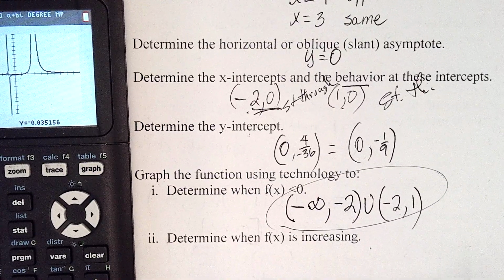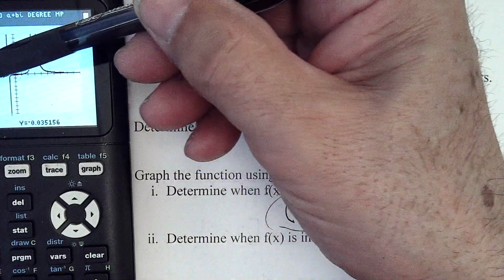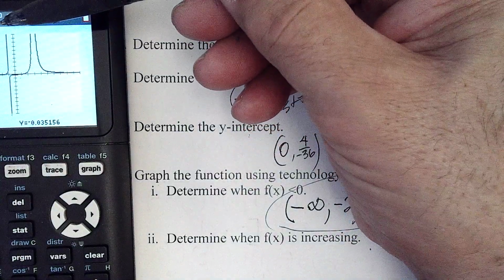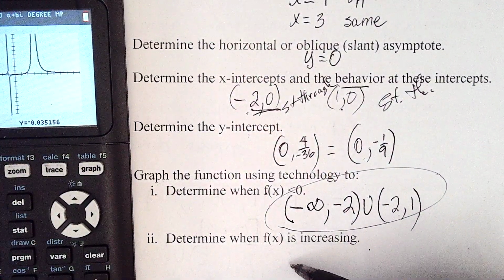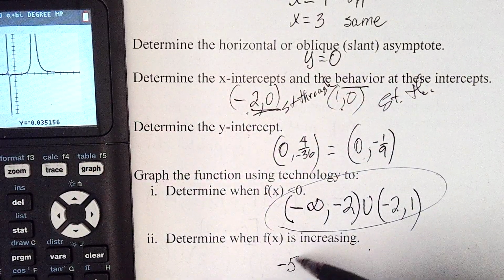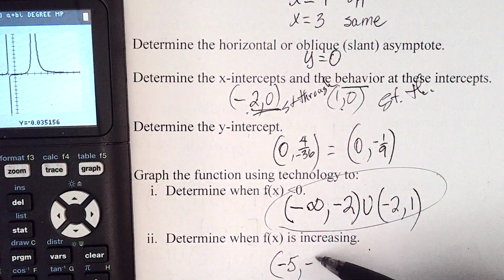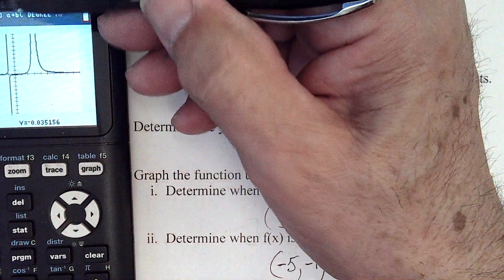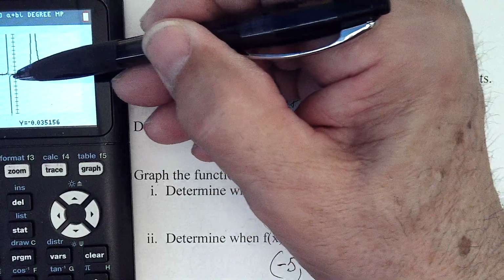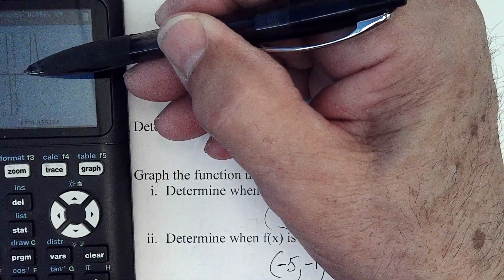And when is it increasing? Well, since we know there's a minimum there, it's decreasing to there, and then it increases all the rest of the way. So it's increasing from -5 to -1, disappears, and then it's increasing again. And it looks like it's increasing all the way through that, except we know there's a hole at 2.